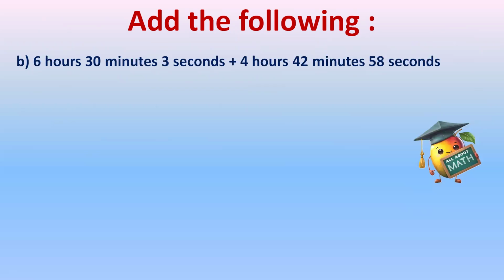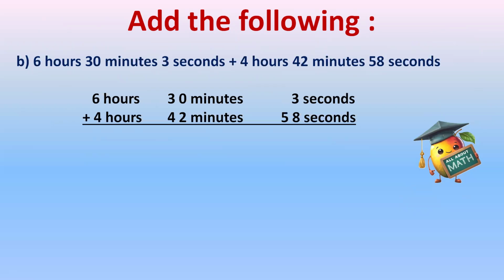First write down 6 hours, 30 minutes and 3 seconds. Then under hours, you write 4 hours, and under minutes, 42 minutes, and under seconds, you write 58 seconds, where 8 will come under 3 because it's the ones place. So now for addition, we'll add these separately.